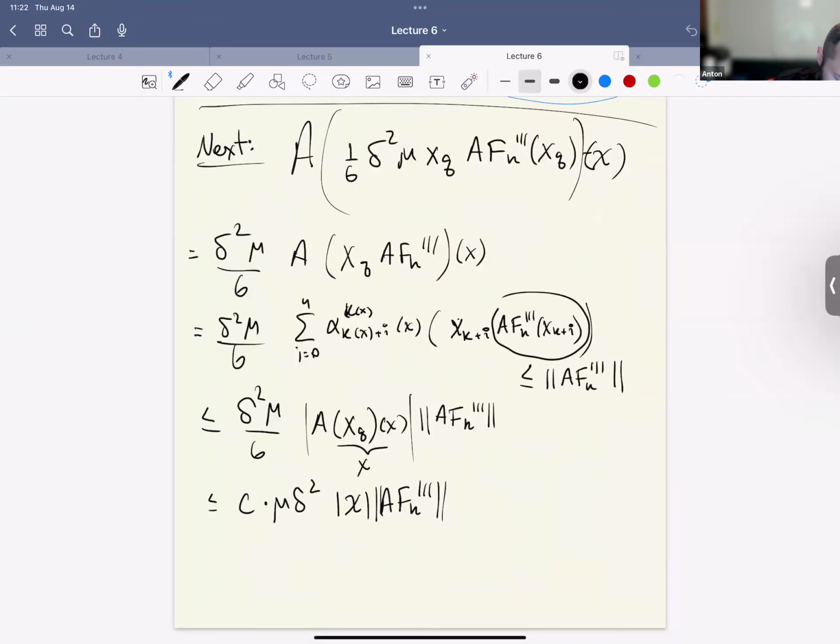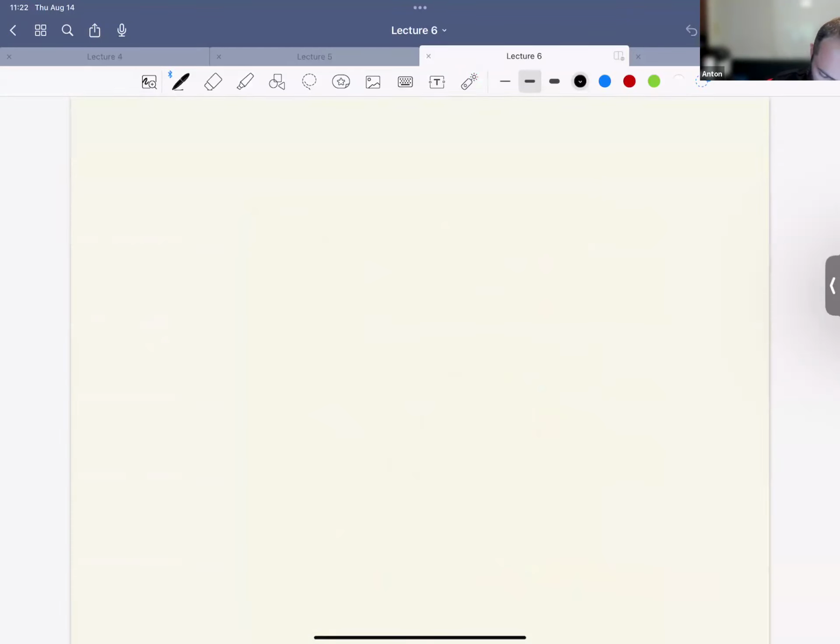Okay, and the last piece, just recall very quickly, for example, and I'm not going to dwell on this too much, but I just want to write it out.